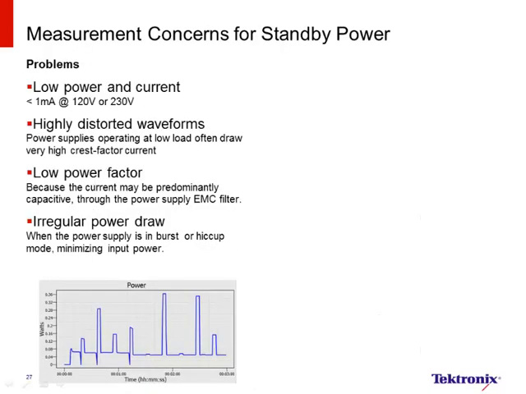Now, measuring standby power is a challenge not only because of the low levels of current, but because the waveforms at light load are highly distorted with large crest factors. Crest factor is the ratio of peak to RMS value of a waveform. The power factor can often also be very low. That's because the total current can be dominated by the current in the X capacitors in an EMC filter. The power supply may also be in burst mode, drawing irregular bursts of power from the AC line as shown in the chart.